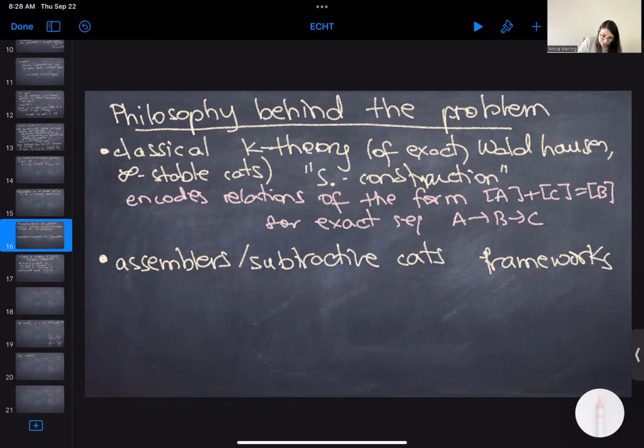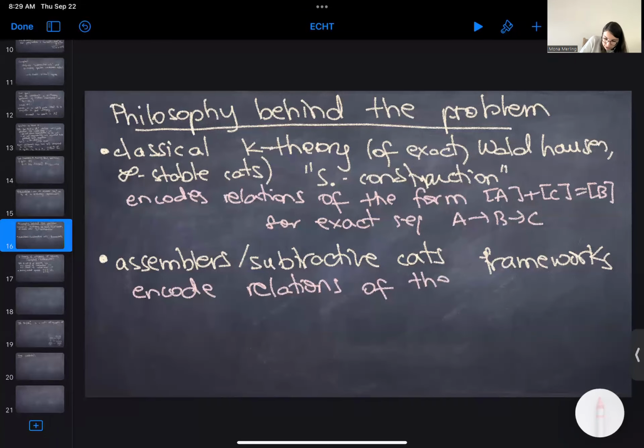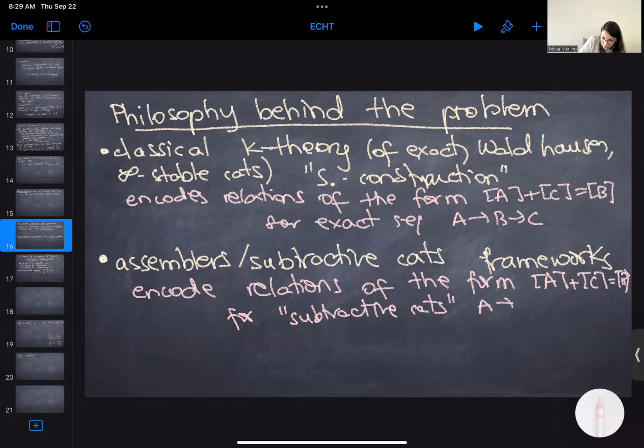So then what these different frameworks that I was describing, of assemblers and subtractive categories, what these do is they encode relations of the form, so I will write the same thing, A plus C is equal to B, but now this is going to be for subtractive categories. So these are, sorry, not categories, subtractive sequences. So these are sequences of the form A goes to B, and now this arrow goes the other way, so C also goes into B.